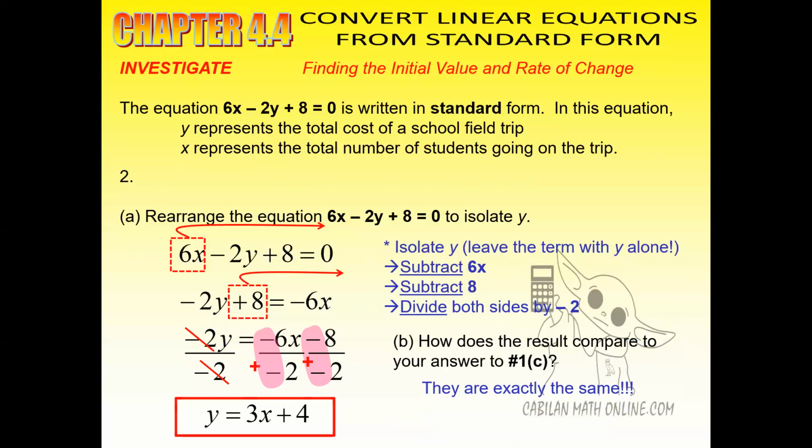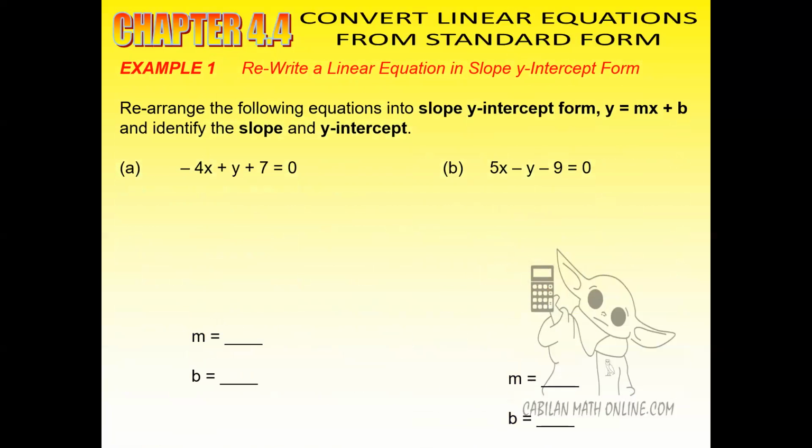All right, let's take a look at more examples here. So for the first one here, let's take a look at the first example. Again, we have -4x plus y plus 7 equals 0. So what we're going to do first, again, we're always going to leave the y alone. So the first thing we're going to do here is we're going to take the -4x and move it to the other side. Now, since this is a -4x, when it goes to the other side of the equal sign, that then becomes a positive 4x.